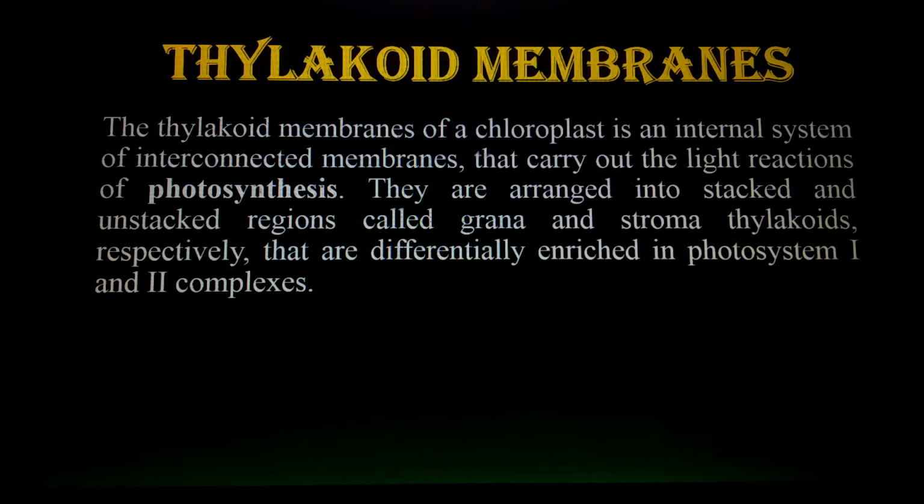They are arranged into stacked and unstacked regions called grana and stroma thylakoids respectively, that are differentially enriched in photosystem 1 and photosystem 2. Are you familiar with photosystem 1 and photosystem 2? If you are not, I will deliver a lecture on photosystem 1 and photosystem 2 in my upcoming lecture, inshallah. Okay. Photosystem 1 and photosystem 2 make the photosynthetic machinery, or the photosynthetic complex.